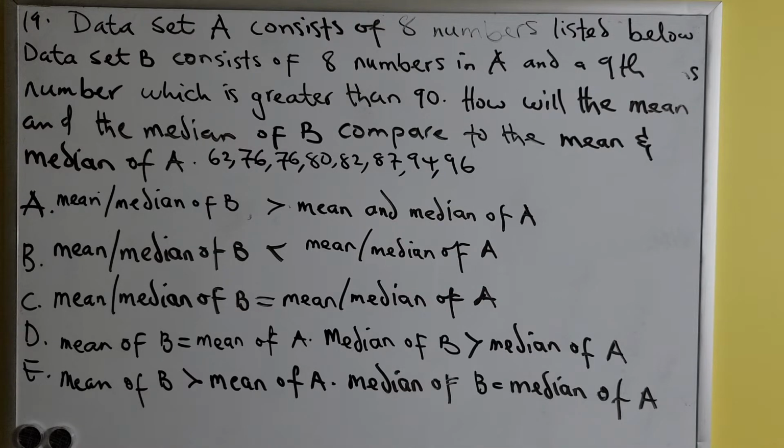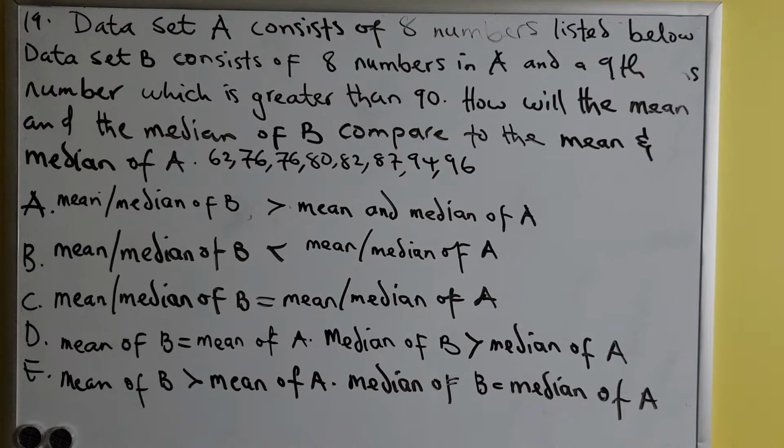Option A says the mean and the median of B will be greater than the mean and the median of A. Option B says the mean and the median of B will be less than the mean and the median of A. Option C, mean and median of B equal mean and the median of A. Option D says the mean of B is equal to the mean of A and the median of B is greater than the median of A. Option E says the mean of B is greater than the mean of A and the median of B is equal to the median of A.